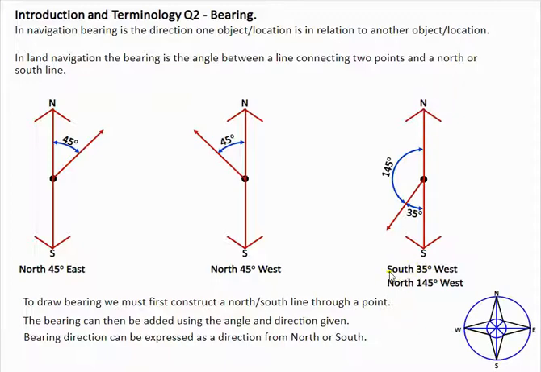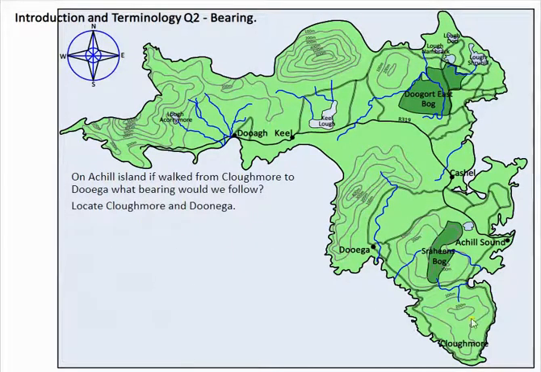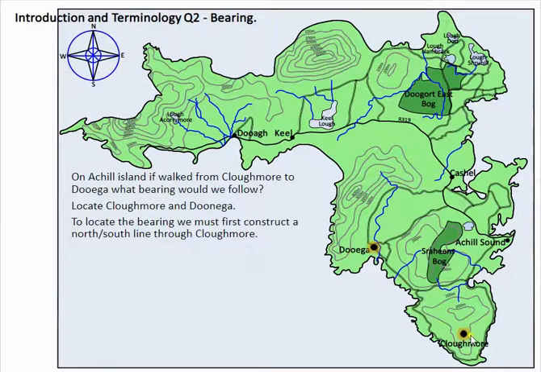So when you're given these, it'll either be north or south given first, and then the angle to whichever direction you're going to be heading in. Now, what we have here is, if we look here, we locate two towns. So we'll take Clockmore down here and Dua here, and we want to locate what direction we're going.